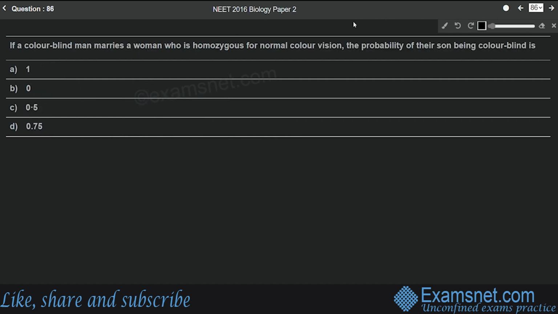Question number 86 is from the chapter Principles of Inheritance and Variation. And the question is, if a color-blind man marries a woman who is homozygous for normal color vision, then the probability of their son being color-blind is. Options are 1, 0, 0.5 and 0.75. Okay. So, first of all, we should know that color blindness is an X-linked trait. So this is the most important point here. X-linked trait means it will be found only on the X chromosome.